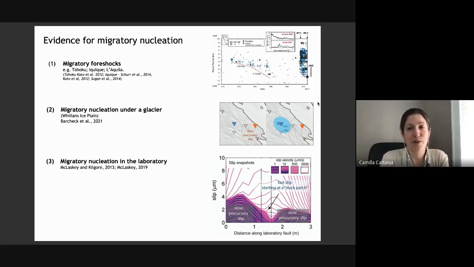And in both of these cases, the authors explain the behavior by appealing to some type of heterogeneity on the fault surface and perhaps roughness. And the simulations that I showed you are very much consistent with that. So it seems like there is this kind of picture emerging from different places of migratory nucleation, and fault roughness seems to be a likely candidate to explain all these different observations.